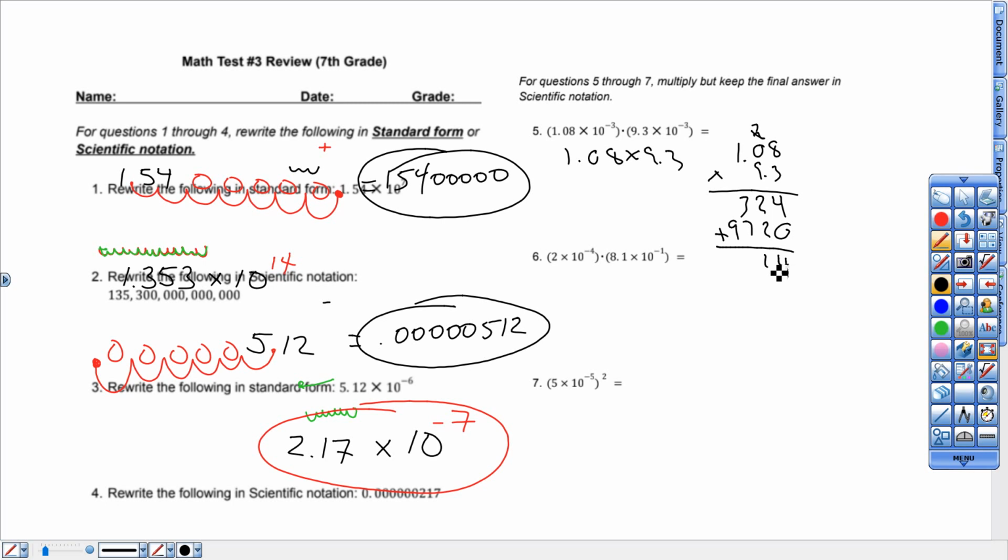4, 4, 4. Ooh, should be up 10. Yep. Carry the 1. Perfect. Now, do you know where to put the decimal? You have 3 numbers behind the decimal. Where are you going to put that decimal?